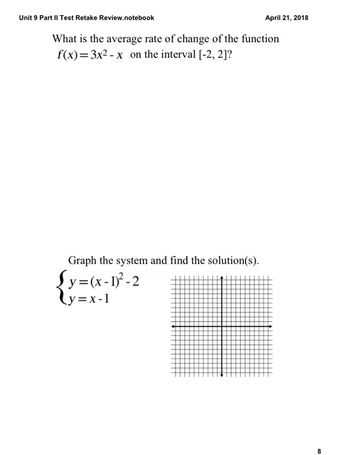All right, average rate of change. What is the average rate of change of a function on the interval for f of x equals 3x squared minus x on the interval -2 to +2? Average rate of change is slope, which means I have m is equal to y2 minus y1 over x2 minus x1.